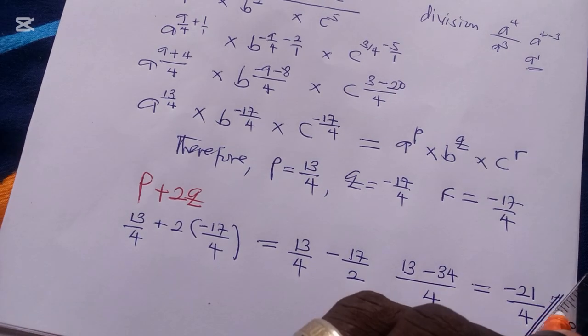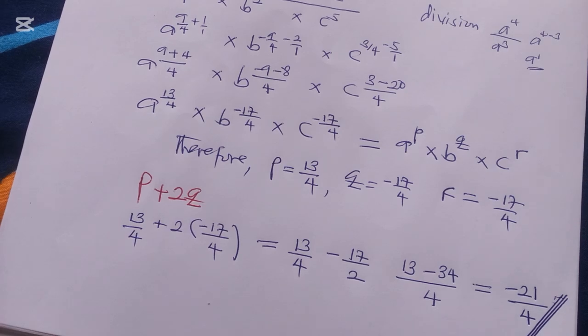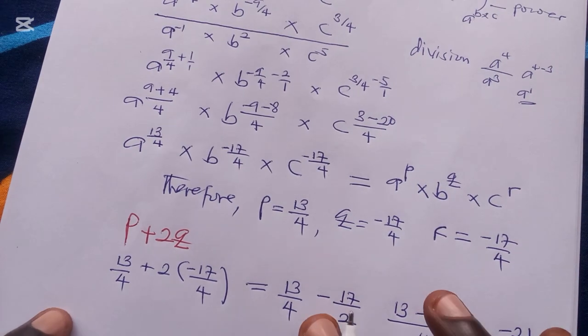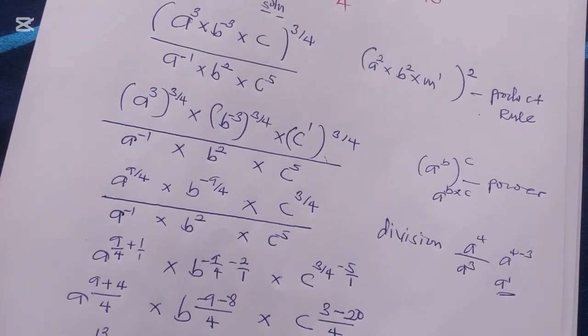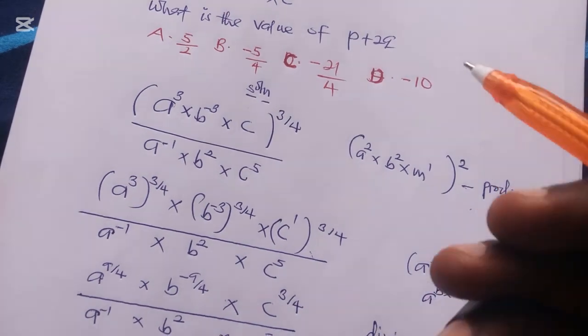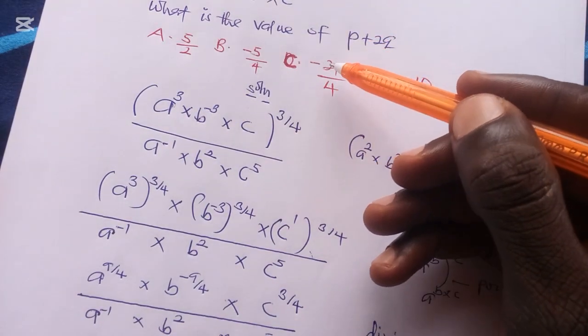So this is the value of p plus 2q that we have to find with respect to this problem that we are given. Then if you look at the options that we are given, automatically we can say the value of c is correct.